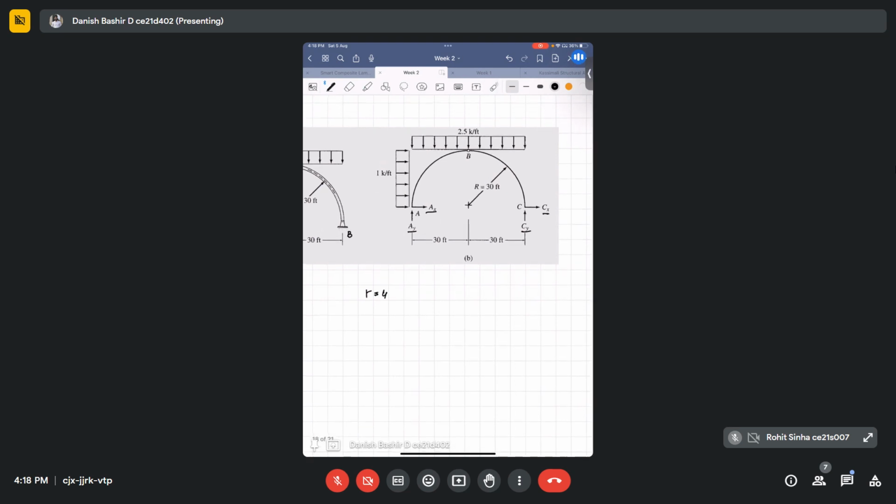But if you check the degree of indeterminacy, it is R minus 3 plus some other conditions. Conditions you can write because of this hinge. Because of this hinge, you can write one more condition here. Another force equation condition. So 4 minus 3 plus 1. It is 3 plus 1, so it's coming out to be 0. So this is a statically determinate structure.